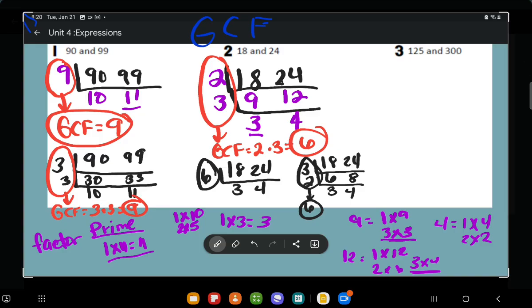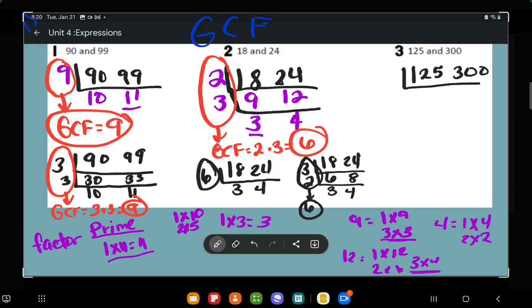And then the last one, we're going to find the GCF of 125 and 300, which are big numbers, right? So let's look at these numbers. A factor they have in common. Let's see. Let's try 2. 125 is not even, so I can't use that. 300 is even, but 125 is not even, so I can't use that one.